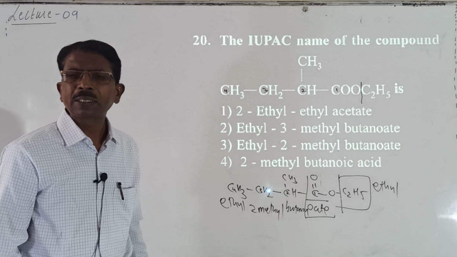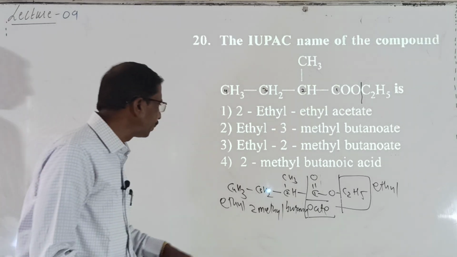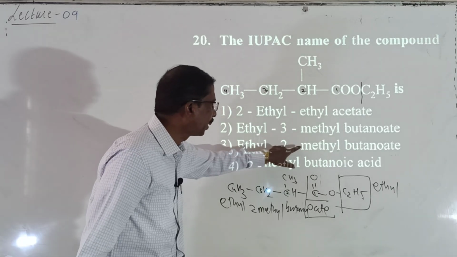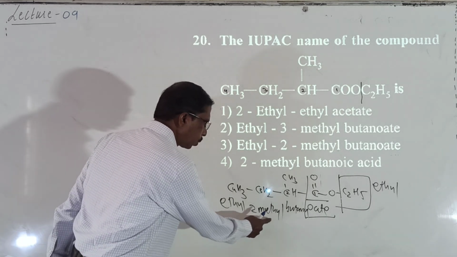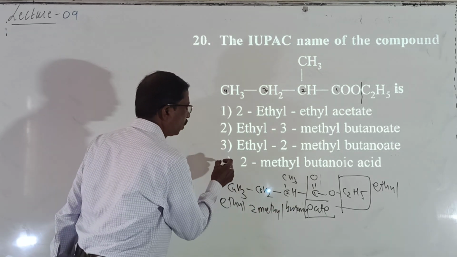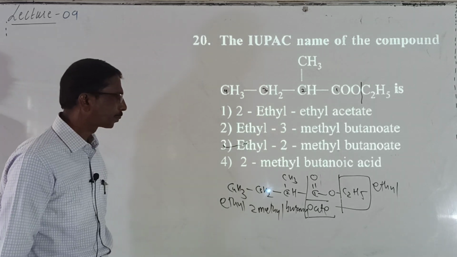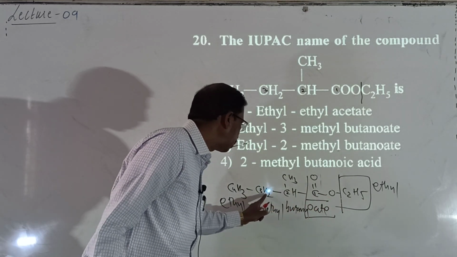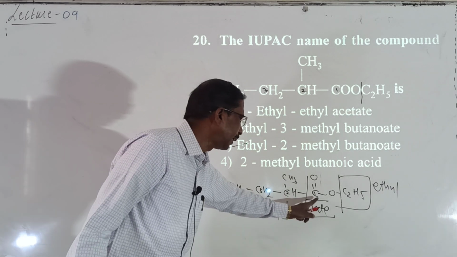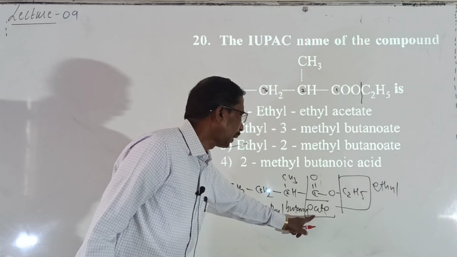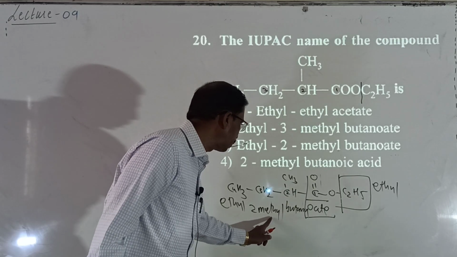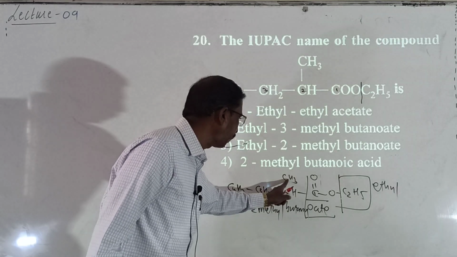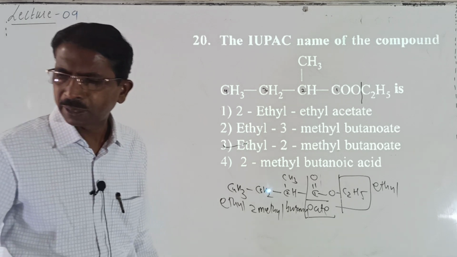Look here, where is the answer here? So ethyl 2-methyl butanate. So here this is the answer. I have written the structure here. It is ethyl group, and 1, 2, 3, 4 butane, and E is replaced by OATE, and it is called as ethyl 2-methyl butanate. These are the prefix.